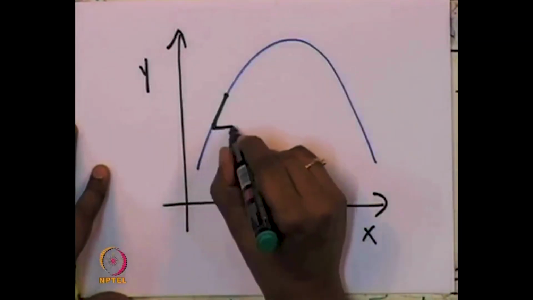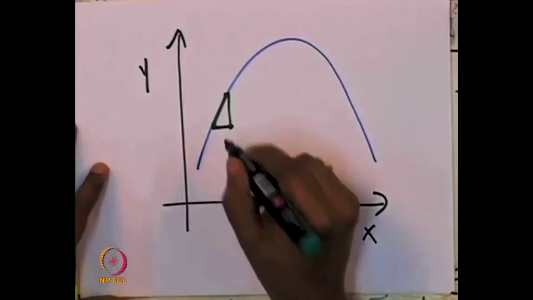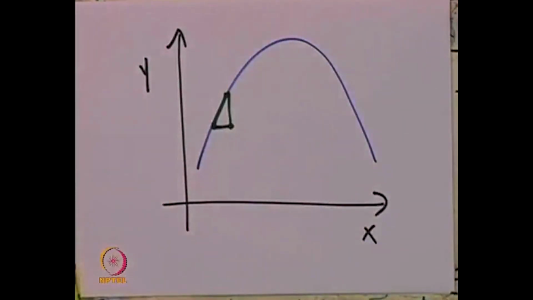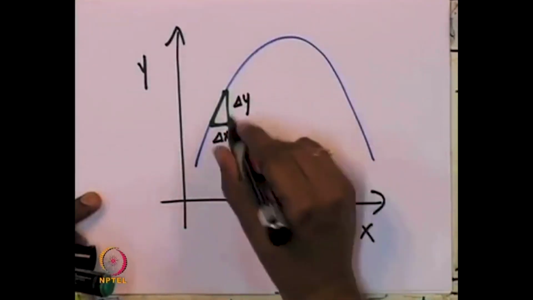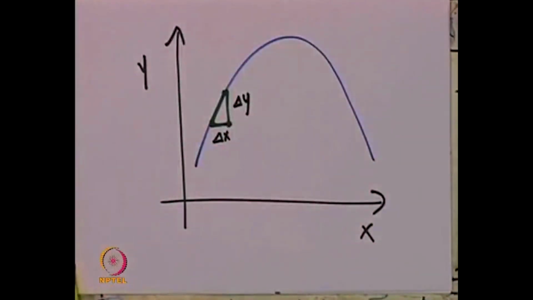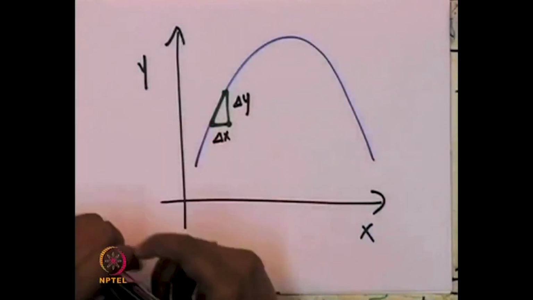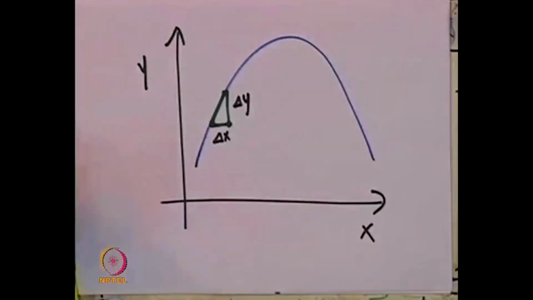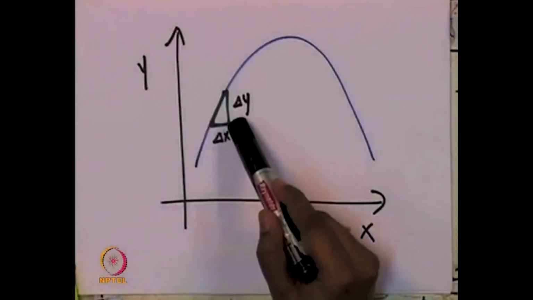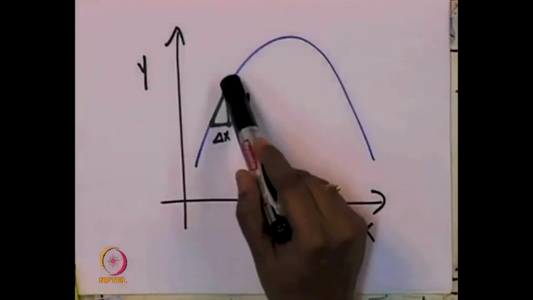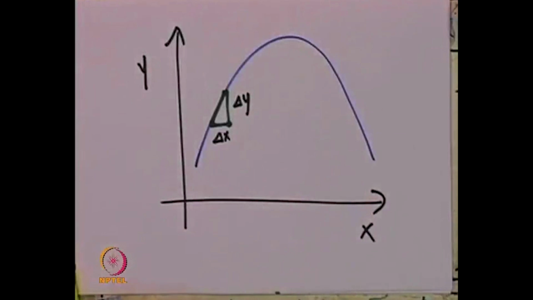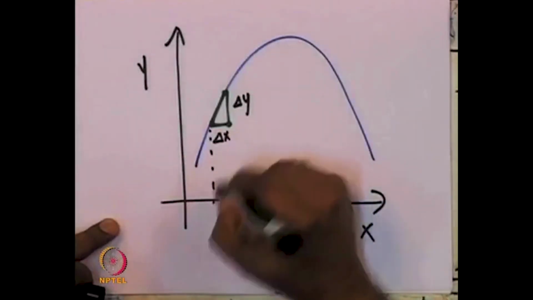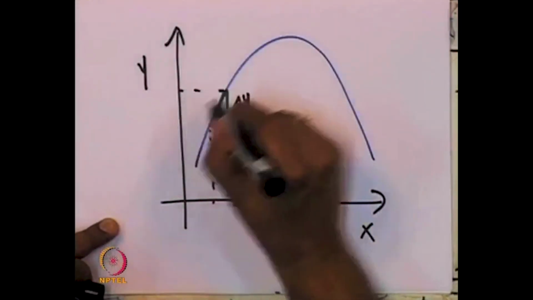Now the slope here is basically the change in x, which is delta x, and the change in y, which is delta y. We want to calculate delta x and delta y, and the slope is delta y by delta x. Without doing any calculation, we can say that since delta x is positive and delta y is positive, the slope has to be positive. This is some positive number, and this is some positive number. So, the slope has to be positive.